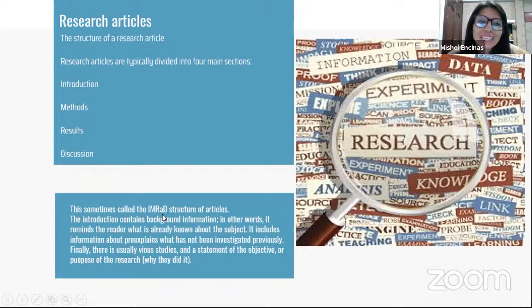This is sometimes called the IMRAD structure of articles. The introduction contains background information. In other words, it reminds the reader what is already known about the subject. It includes information about what has not been investigated previously. Finally, there is usually a statement of the objective or purpose of the research, why they did it, okay?